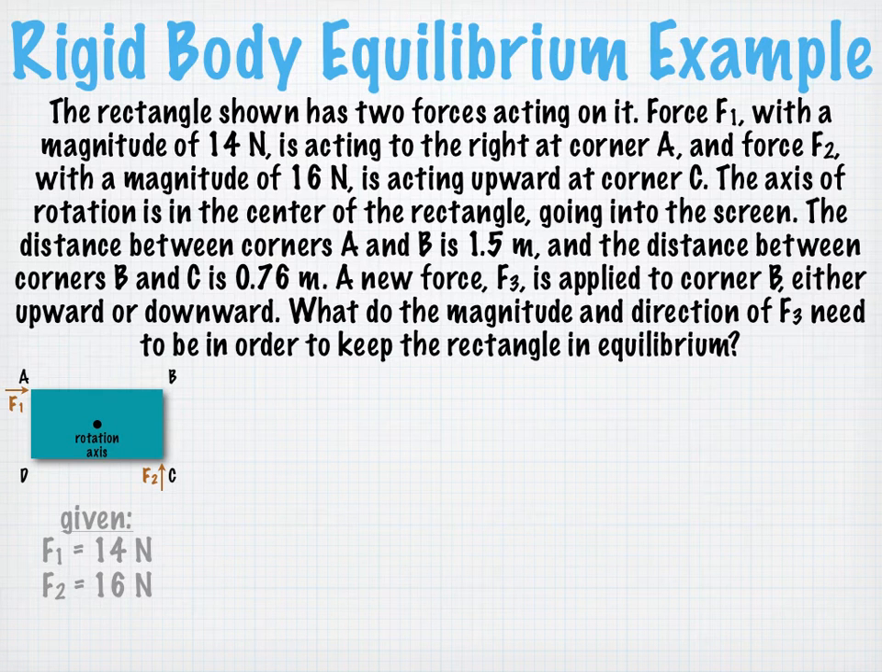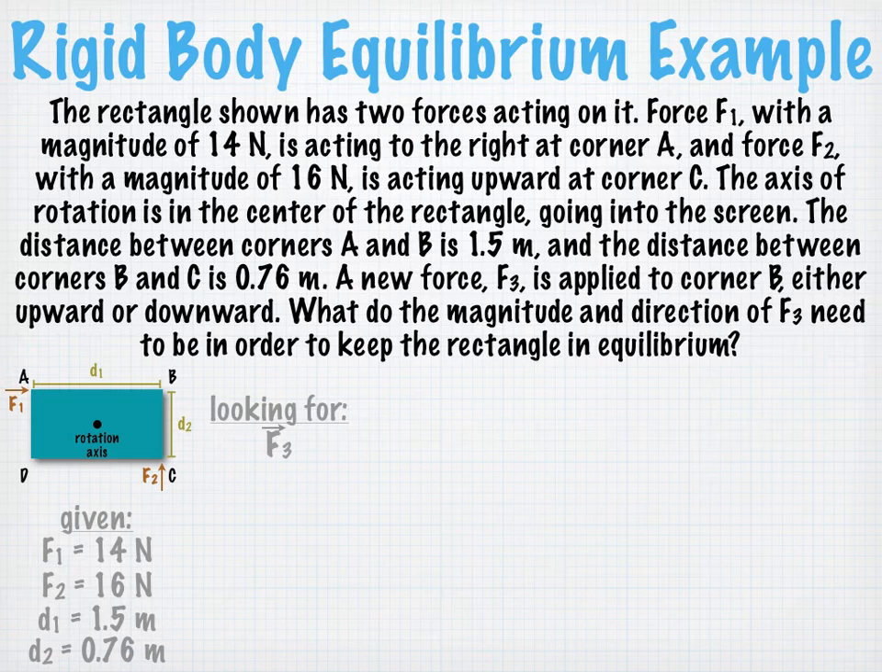The distance along the long axis of the rectangle is 1.5 meters. Let's call that D1. And the distance along the short axis is 0.76 meters. Let's call that D2. And what are we looking for? The magnitude and direction of F3. We know that it's either upward or downward at corner B.